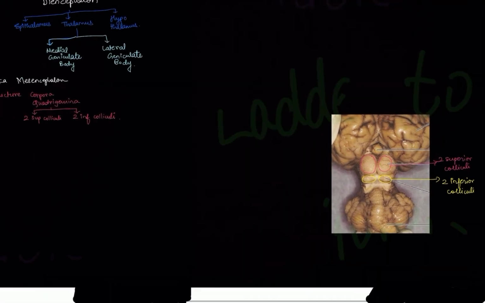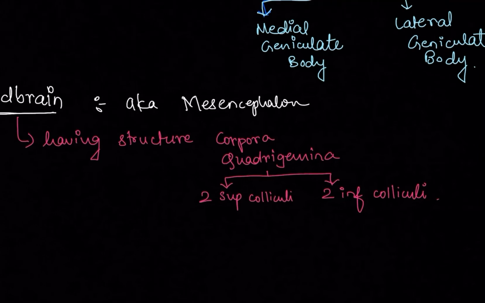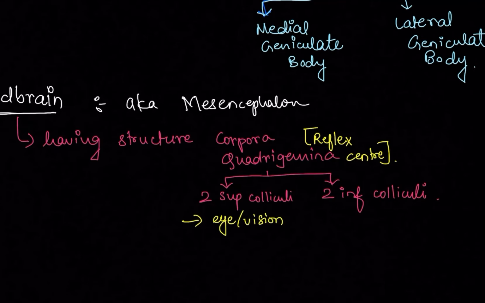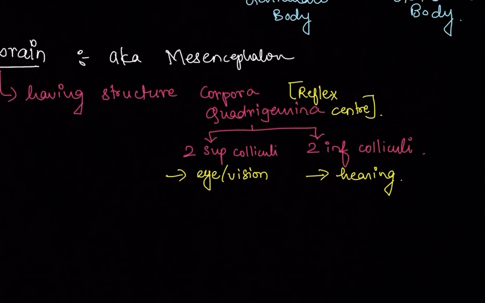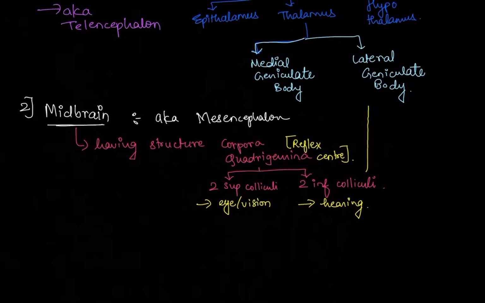Okay, so coming back to the writing part. Now this structure, Corpora quadrigemina, is the reflex center. The reflex center, but for what? This is the reflex center for vision and for hearing. So the two superior colliculi are responsible for your vision, the eye. They control the vision. The two inferior colliculi control your hearing. Now the sensory information goes through these two superior colliculi and these two inferior colliculi. From here, the impulse will go to the thalamus.